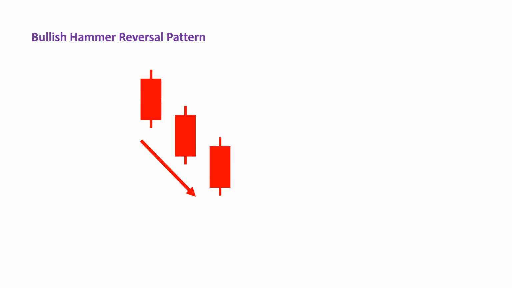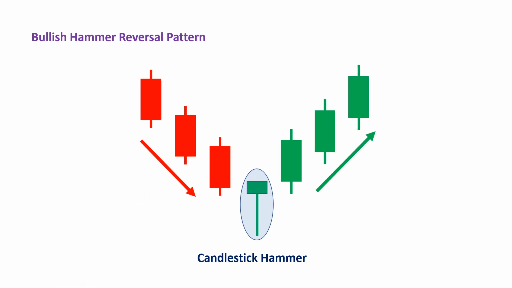Bullish hammer reversal pattern. The bullish hammer reversal pattern is formed after a price decline, and it is seen at the bottom of the downtrend. It is characterized by a small body candle near the top of the overall price range with a long lower shadow or wick, and little or no upper shadow. The long lower shadow of the hammer indicates that buyers were able to push the price higher from its low, showing strength and buying pressure.